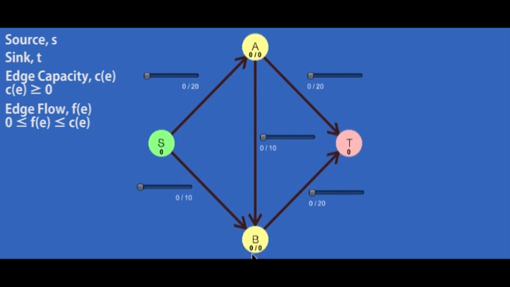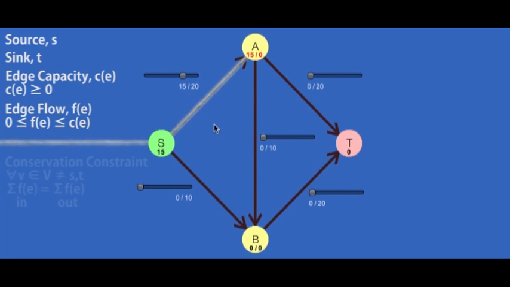Let's start by pushing 15 units of water from the source to A. Notice that the text on A is turned red. This is due to the conservation constraint. Water can only enter the system from the source node and exit the system from the sink node, so the output from the source, which is labelled here, must equal the input to the sink, labelled here. This means that if 15 units of water enters A, 15 units of water must leave A.